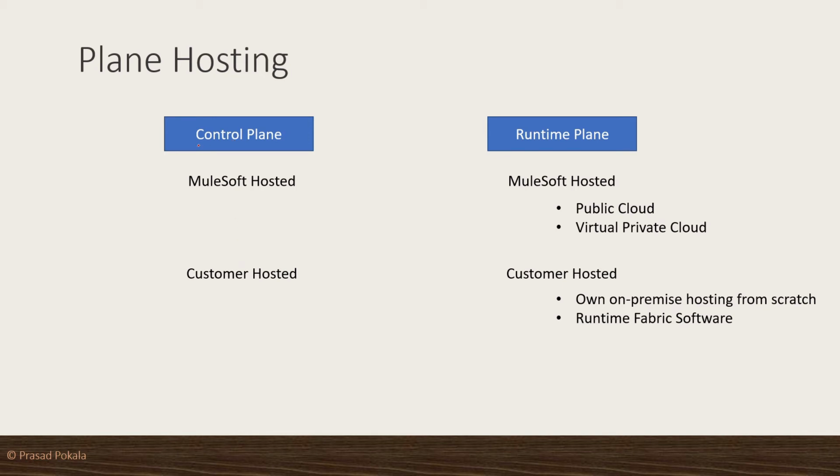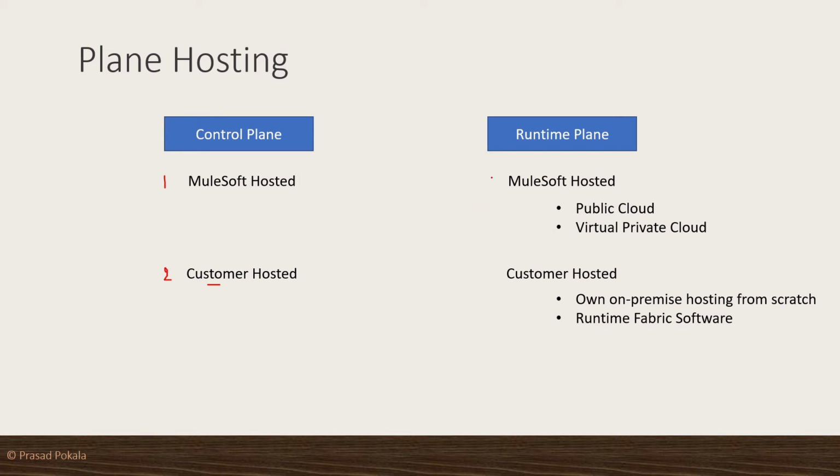So the control plane is offered by MuleSoft and can be hosted in two ways. One is the MuleSoft hosted, which means it's in the cloud, offered by MuleSoft, ready to use. You have to subscribe and then start using it. And there is also a customer hosted control plane, meaning you can have your own private cloud edition, your own cloud hosting like AWS, Azure, whatever, and you can host the control plane on your own, not managed by MuleSoft. There are two types, right?